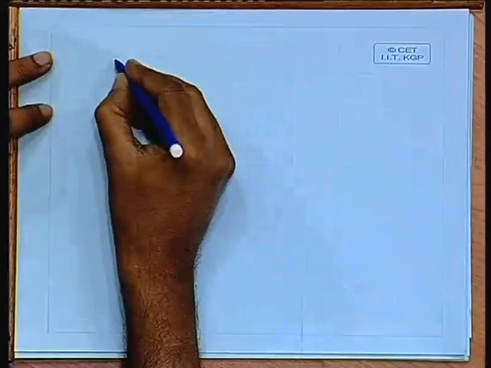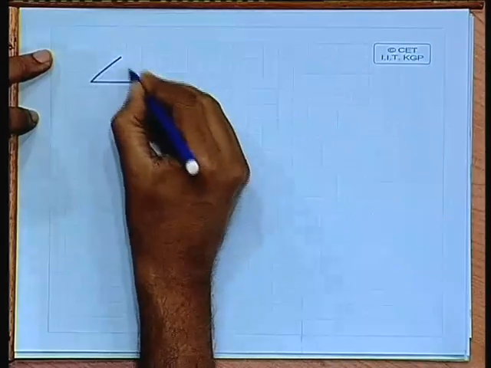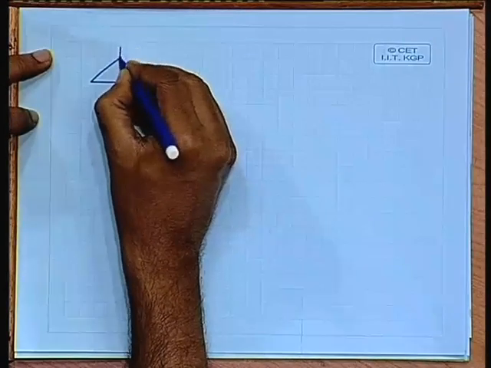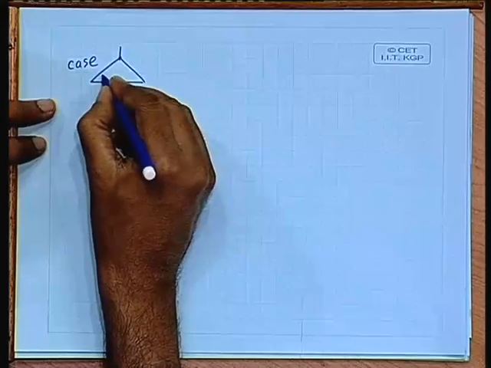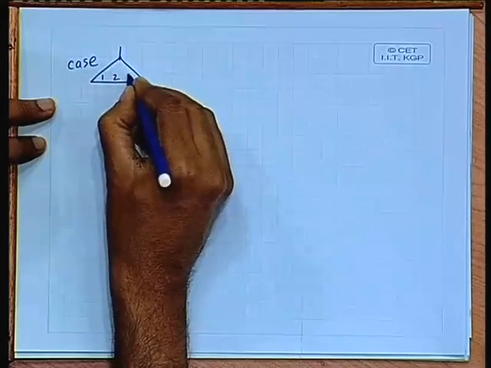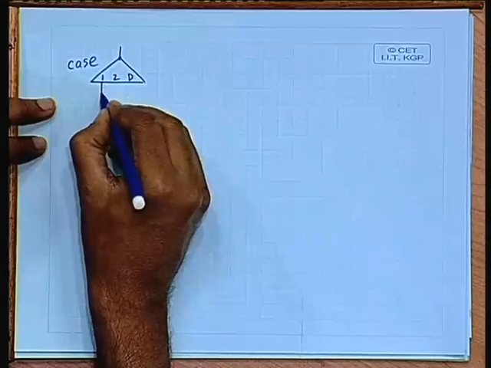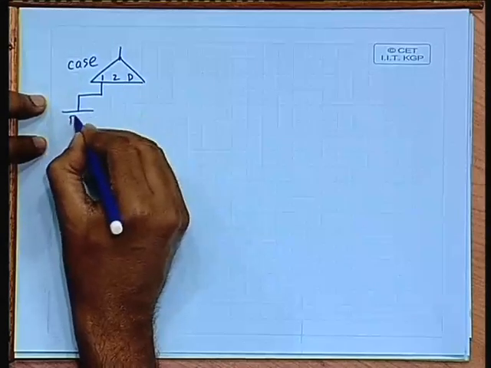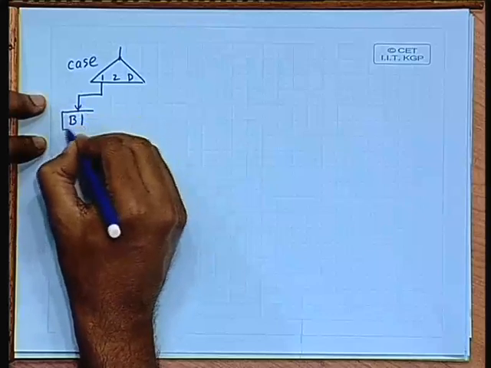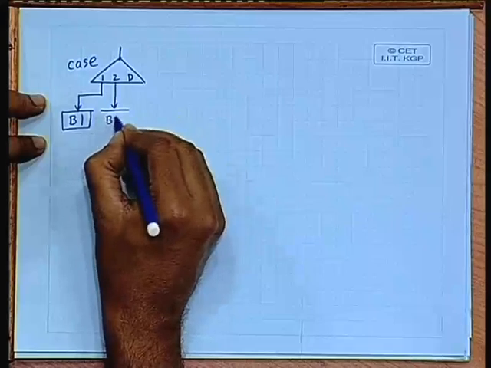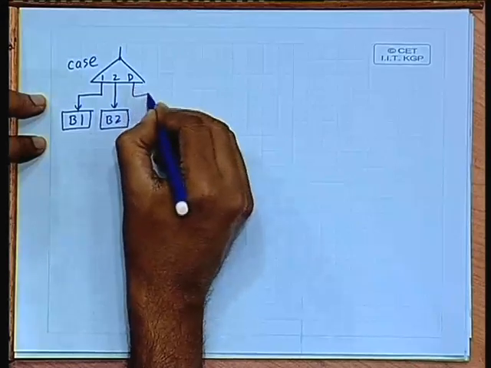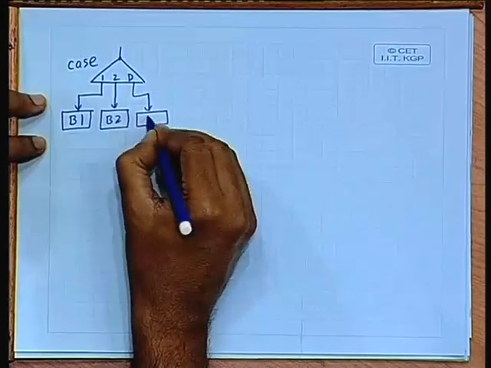First, the case statement C will check 1, 2 or default. So, this is typically represented like this. This is a case block where there are 3 branches out, 1, 2 and default. These are the values. So, if it is 1, you will be executing a block B1. If it is 2, you will be executing a block B2, otherwise block B3.